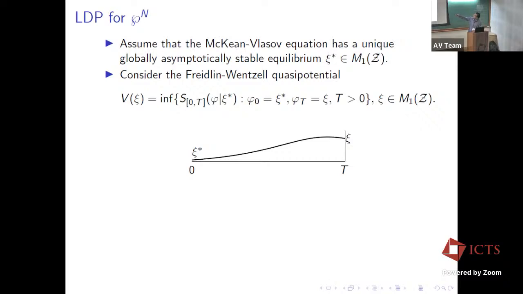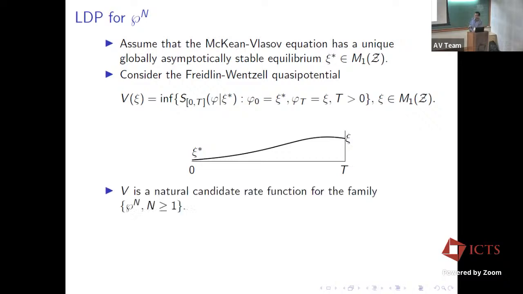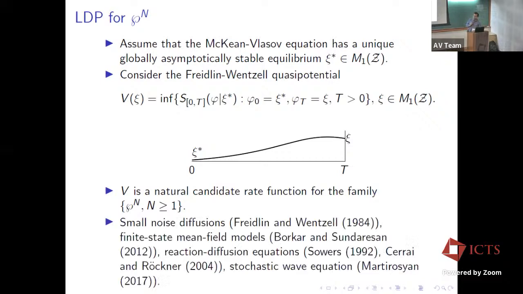But then the Freidlin-Wentzell quasi-potential is you look at this across all possible times. So you take an infimum over paths starting at xi star, ending at xi, across all possible times. And then you write V of xi as the infimum across all possible paths, across all possible finite times. So one can write V of xi in this way. And if we do this, then that is a natural candidate for the rate function of the family. And indeed, this is the case for many situations.